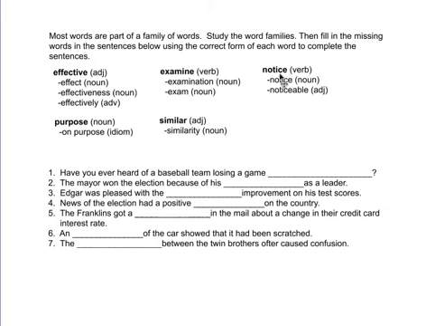With notice, which is a verb, you have a notice, which is a noun, and noticeable as an adjective. Purpose, from our previous lesson, is a noun, but on purpose is an idiom, or more like street slang. Similar, which from our lesson is an adjective, but you also have similarity, which is a noun.